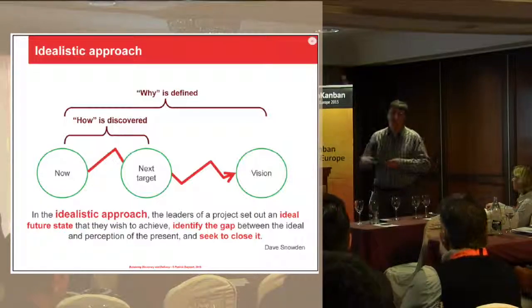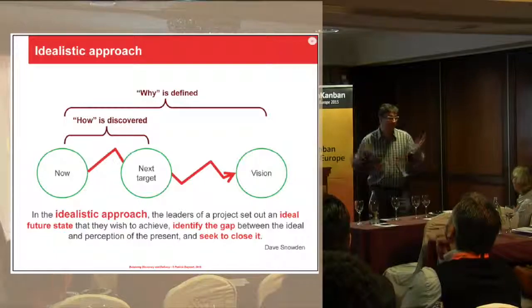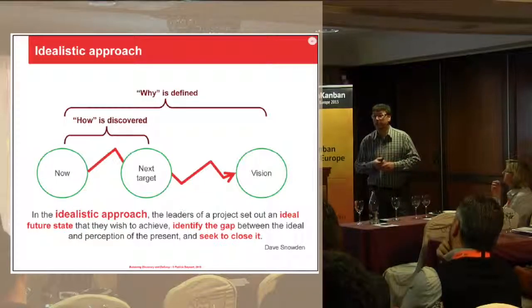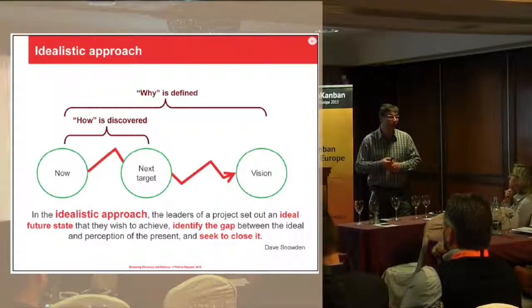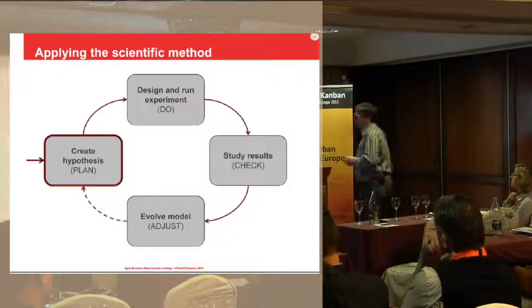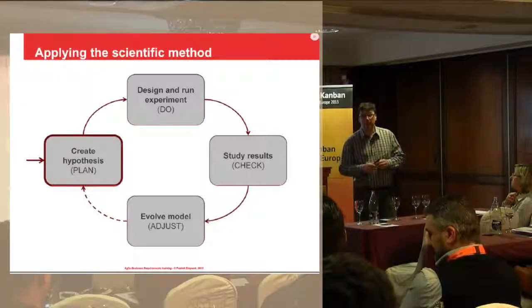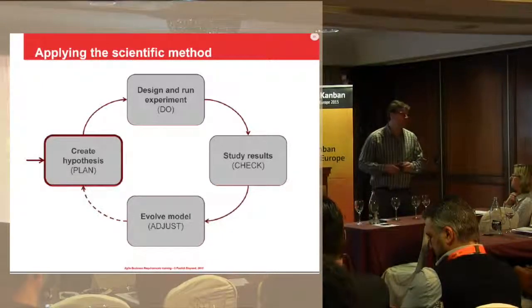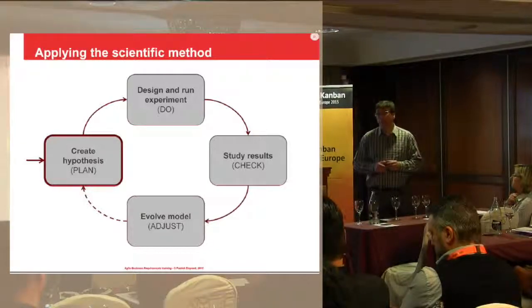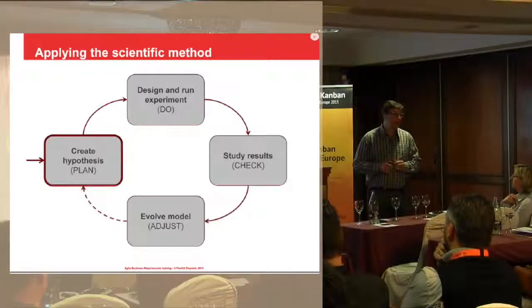The picture here is taken from improvement kata. So this is the approach that is also taken with improvement kata. So the scientific method, we create a hypothesis. We speculate about what would be a next achievable target. We do an experiment. We try it out.